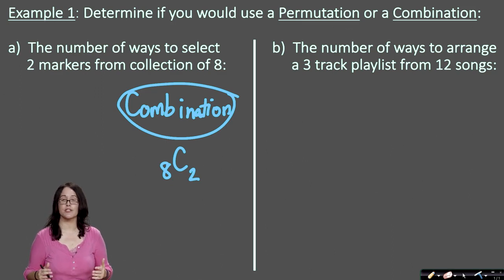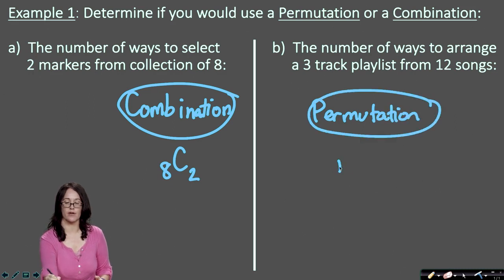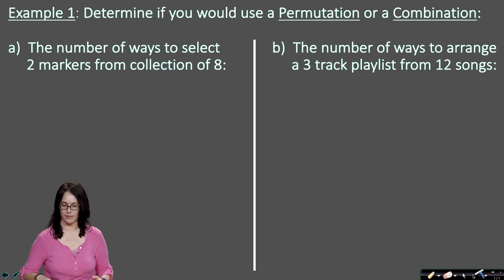But the question you need to ask yourself is, does the order in which I pick my songs matter? Well, for a soundtrack, yeah. If you're listening to a song first, second, or third, maybe this is your workout track, right? The order in which you listen matters. So since order matters, we would say this is a permutation. Again, if you were trying to figure out how many ways you could do this, nPr, in this case, 12P3. And you could put that in your calculator or into the formula that we learned. All right, let's practice getting some of these answers in our next example.